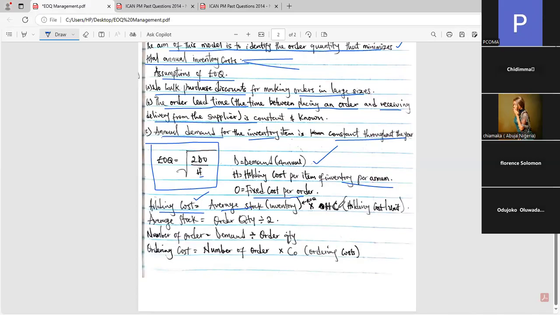When they give you holding cost per unit, they will not tell you to determine holding cost for the whole product. Most students will go and multiply the holding cost per unit by all the products that you are ordering, which is the demand. It is wrong. Holding cost is always multiplied by average stock.